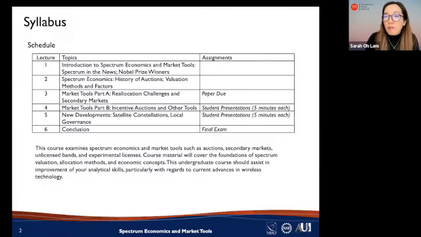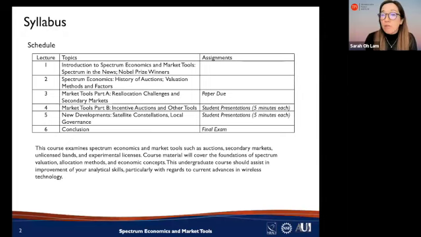In this 2.5-week course, the syllabus includes 6 lectures and assignments, including a research paper and student presentations and a final exam. The course examines spectrum economics and market tools such as auctions, secondary markets, unlicensed spectrum, and experimental licenses. Course material will cover the foundations of spectrum valuation methods, allocation, and economic concepts. It's meant to be an undergraduate course, and this should assist in improvement of your analytical skills, particularly with regards to current advances in wireless technology.